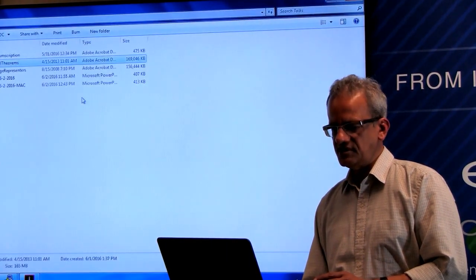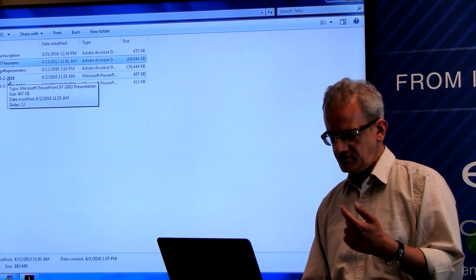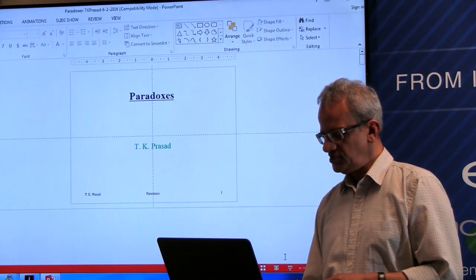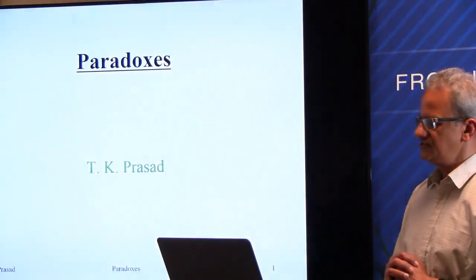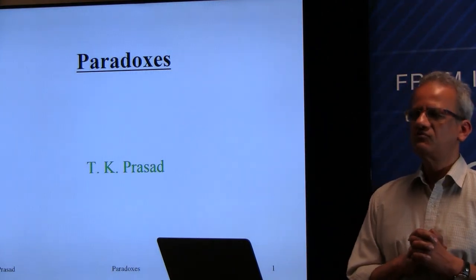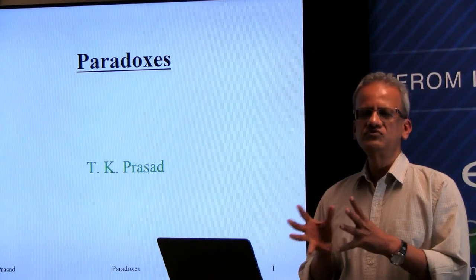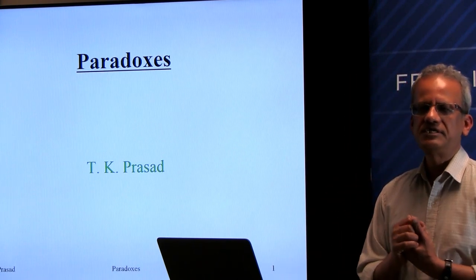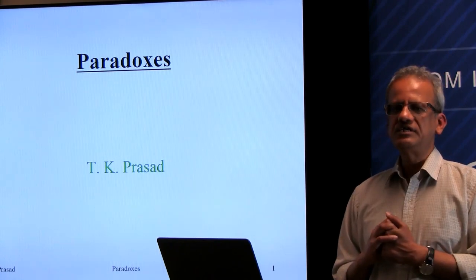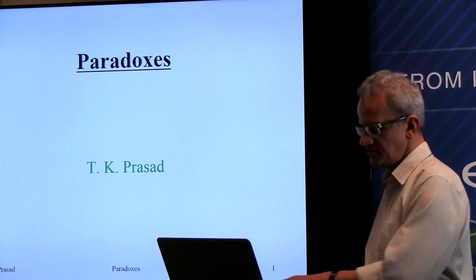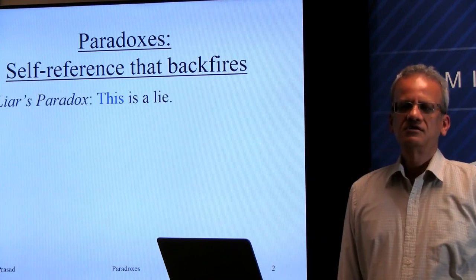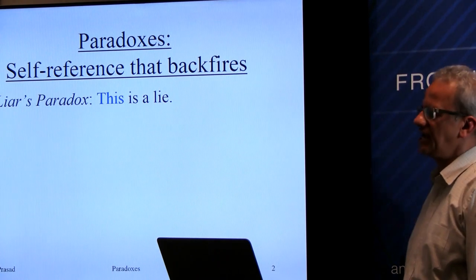Now, to understand Gödel's incompleteness work, we also need to get a little hang of self-reference, which is the cause of a number of problems. So what I'm going to do is show you a few simple paradoxes to get a handle on the key idea that we need in order to appreciate the other results. So let's start with a very simple one. This is called the Liar's paradox.